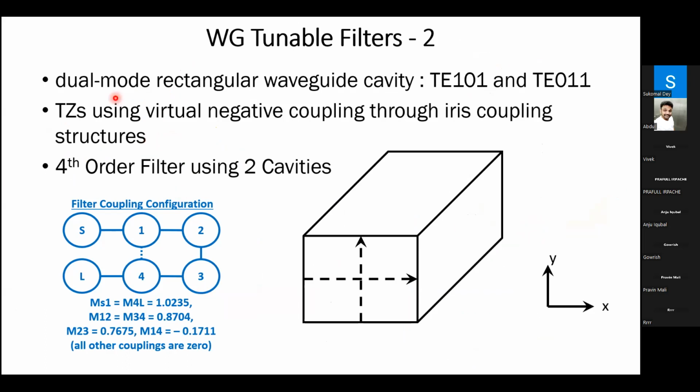So then we explored a dual mode rectangular waveguide cavity filter. Basically, the idea is the same. In addition, we use a virtual negative coupling between resonator 1 and resonator 4 to introduce two symmetric transmission zeros. That's the idea. So we use TE101 and TE011 modes as denoted by the dotted lines here. And we designed a 4th order filter for proof of concept.